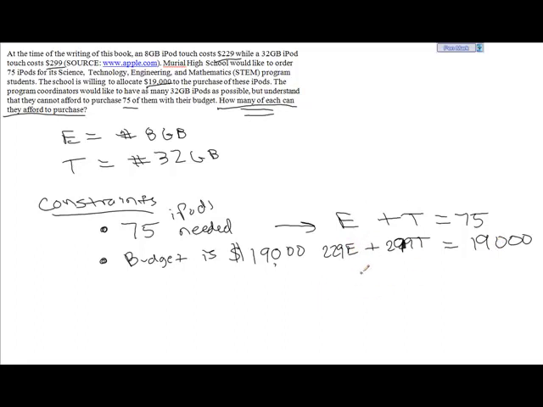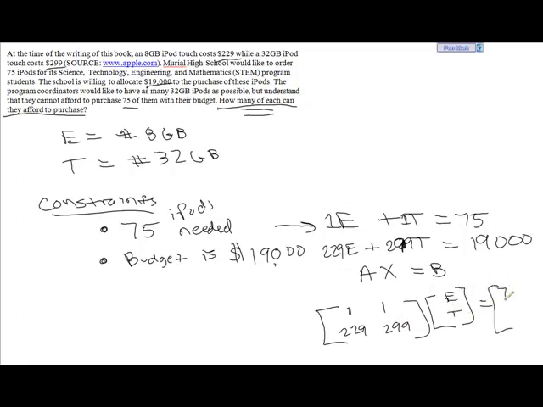I'm going to write this in matrix form. I want to get AX equals B. My coefficient matrix is going to be, well, the coefficients here are 1 and 1. So I'll have 1, 1, 229, 299, times the X matrix, which in this case the variables are E and T, and my matrix of solutions is going to be 75 and 19,000. So remember, to solve for the X matrix, there's my coefficient, there's my solution, we multiply both sides by the inverse of A, because remember, we can't divide in matrix territory.